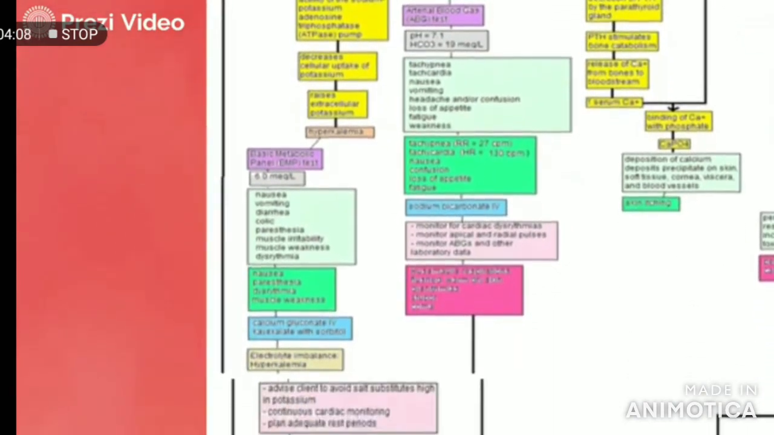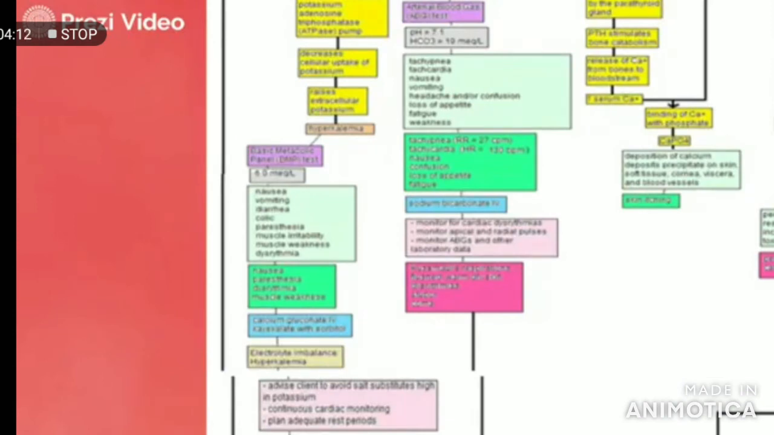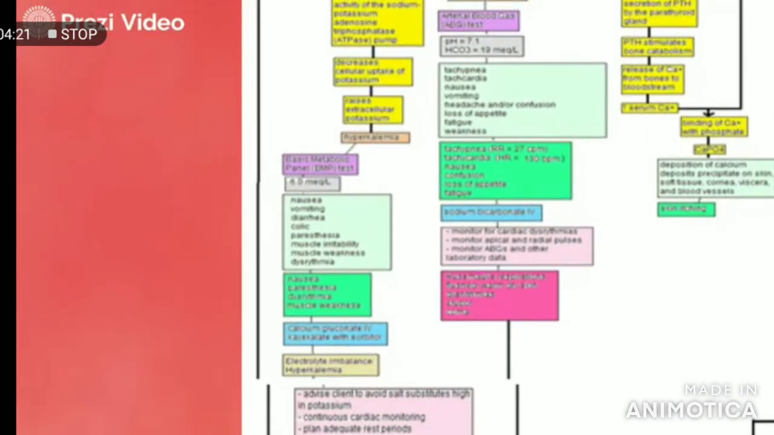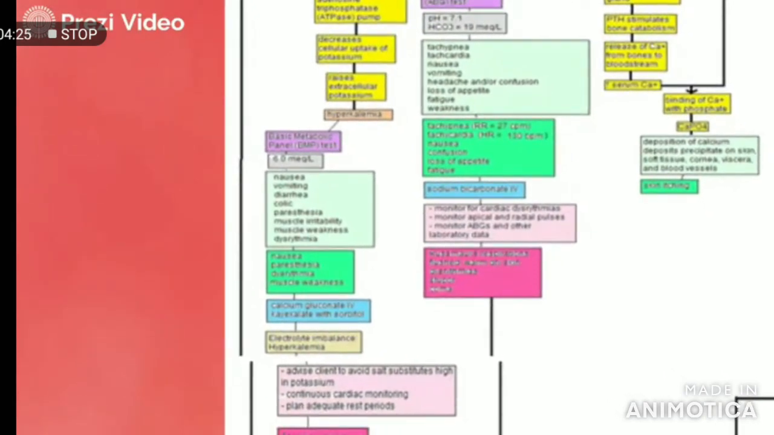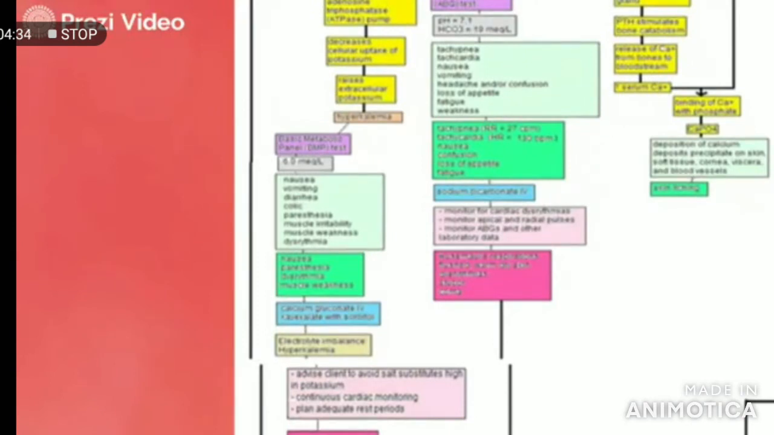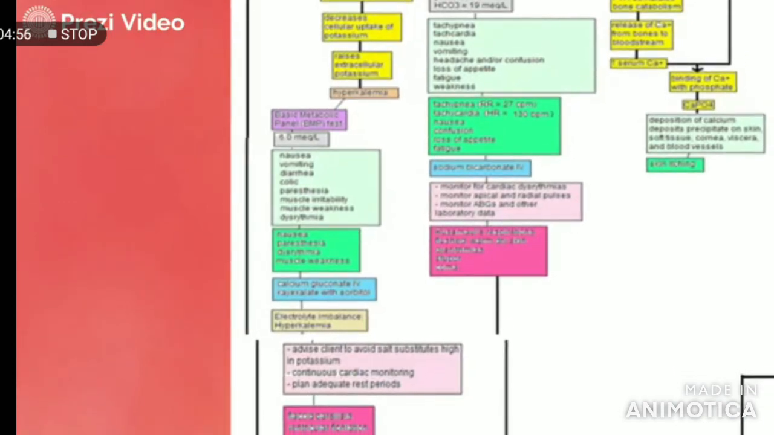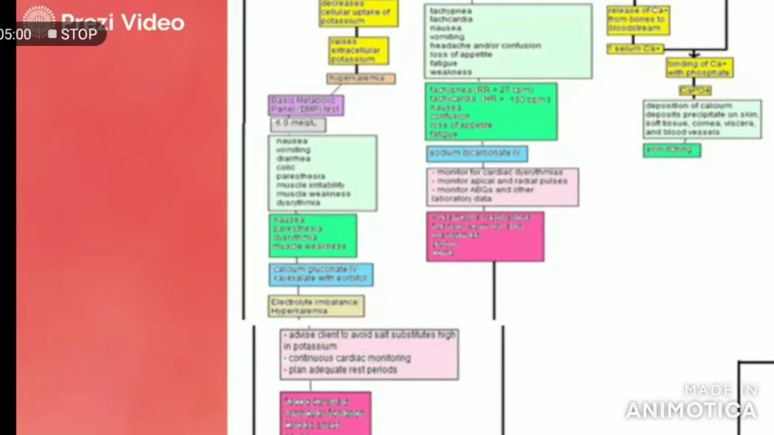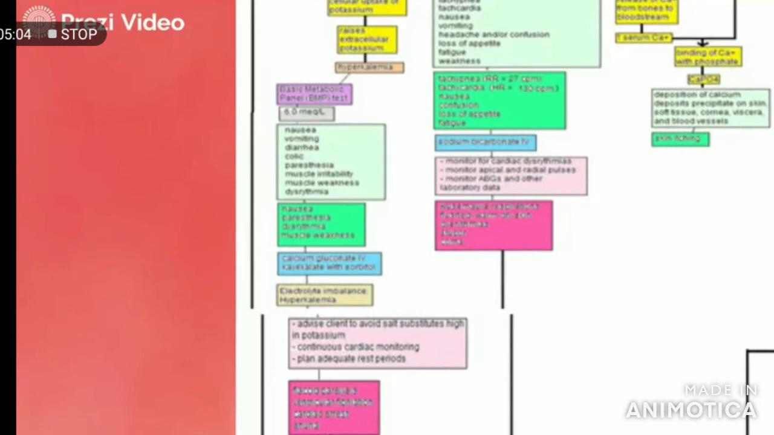So for hyperkalemia, the diagnostic test was a basic metabolic panel, and the result was 6 milliequivalents per liter. The ideal signs and symptoms would be nausea, vomiting, diarrhea, colic, paresthesia, muscle irritability, muscle weakness, and dysrhythmia. What my patient experienced was nausea, paresthesia, dysrhythmia, and muscle weakness. The medical management would be calcium gluconate IV and Kayexalate with sorbitol. The nursing diagnosis would be electrolyte imbalance of hyperkalemia.